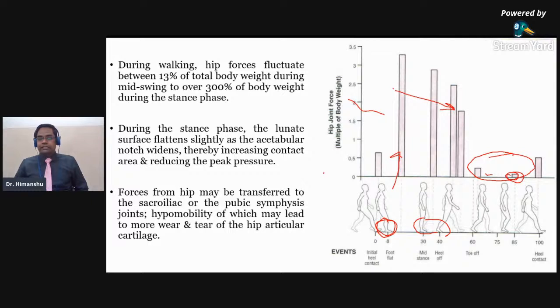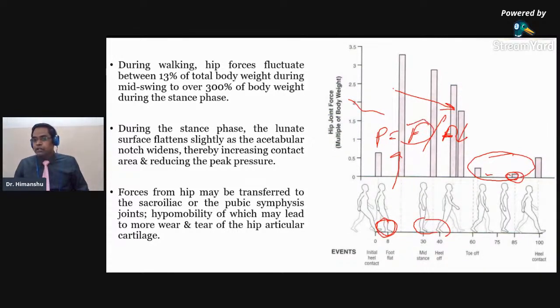During the stance phase, the lunate surface flattens slightly. Whenever in the stance phase you have compressive loading of the joint, the lunate surface, earlier a horseshoe or moon-like surface, flattens and the notch widens, thereby increasing the contact area and reducing the pressure. You must know one very important thing: pressure is equal to force per unit area. When the articulation was only till the lunate surface, the area was less, but the force was the same.